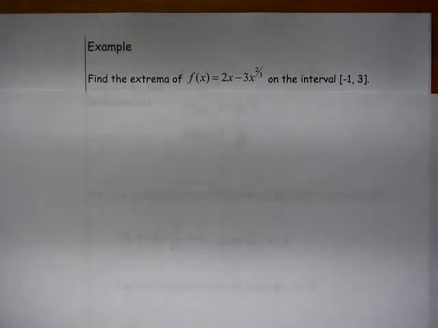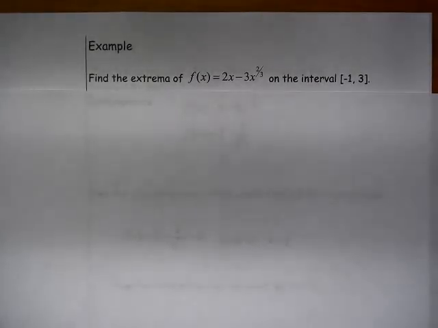First example we'll look at, find the extrema of this function f of x, 2x minus 3x to the 2/3 power, and the interval we're using is a closed interval from -1 to 3. So we're going to follow that procedure. We're going to find the critical numbers.